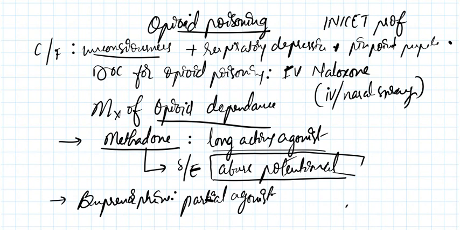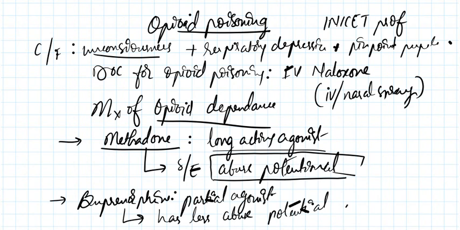And one more thing is, when compared to methadone, buprenorphine has less abuse potential. Remember this fact, buprenorphine has less abuse potential. So you can prefer buprenorphine over methadone. But one more important fact is, buprenorphine can be utilized as a sublingual drug. What is the most important sublingual drug that can be given for angina?